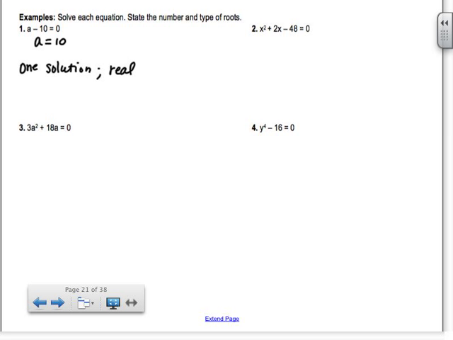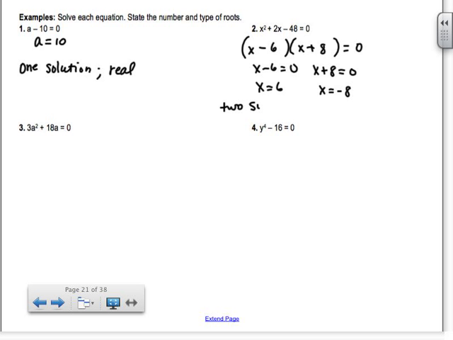So I have x squared plus 2x minus 48 equals 0. So when you solve this, we're going to try to factor. So we need negative 6 and plus 8. So they multiply to be negative 48, and the outer and inner combine to be positive 2. Equals 0. So you have x minus 6 equals 0, x plus 8 equals 0. So x equals 6 and x equals negative 8. Okay, so this one has two solutions. And those solutions are both real.